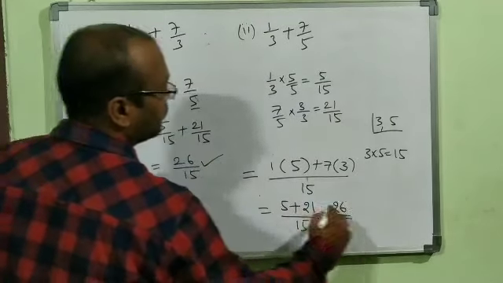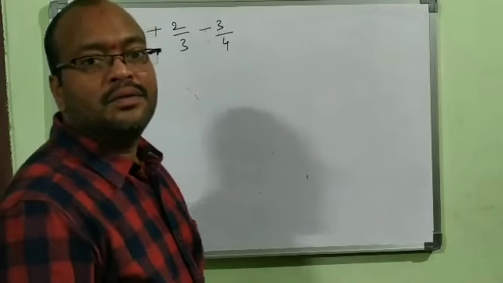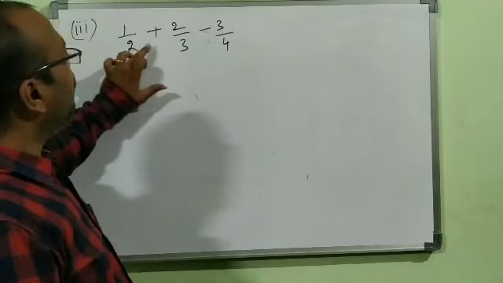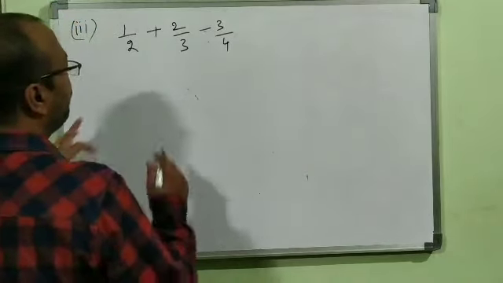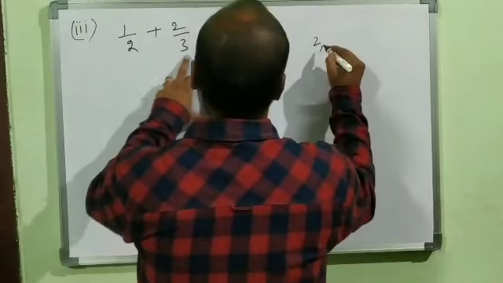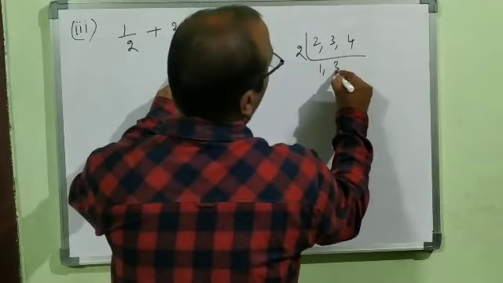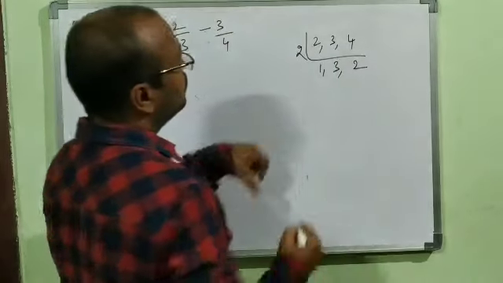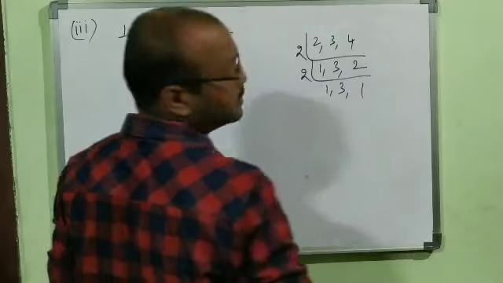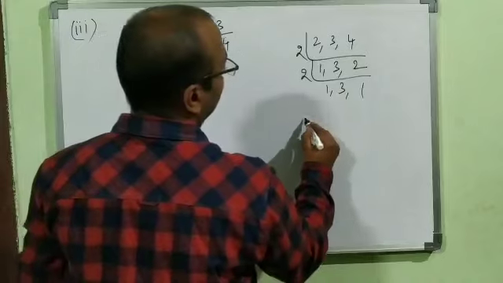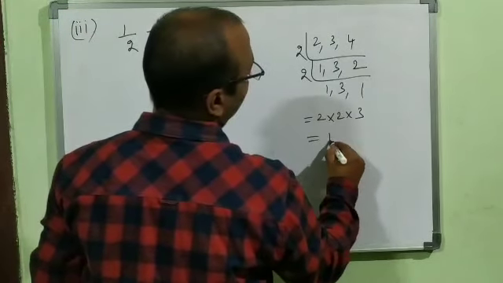Look at it. We will take one more example. Now, students, 1 by 2 plus 2 by 3 minus 3 by 4, 3 terms are there. Now, according to our method, first we will take the LCM of 2, 3 and 4. 2 ones are 2, 3 here, 2 twos are 4. So once again, we will take 2 here, 1, 3, 2 ones are 2. Now, 2, 2, 3. 2 into 3. 2 twos are 4, 4 threes are 12.